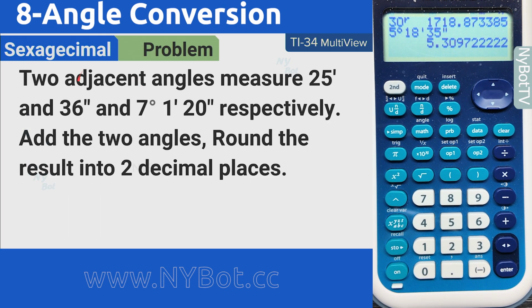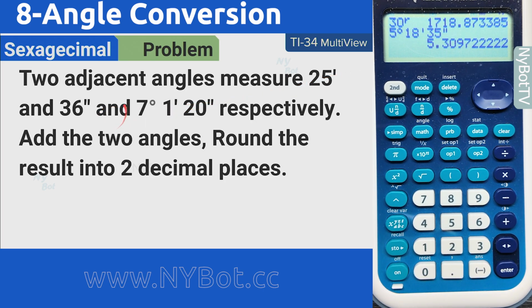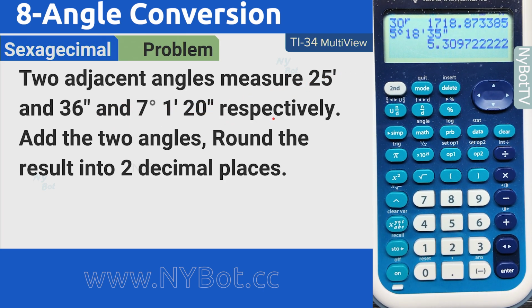Now let's solve this problem. Two adjacent angles measure 25 minutes and 36 seconds, and this is one angle, and the second one is 7 degrees, 1 minute and 20 seconds respectively. Add the two angles, and round the result to two decimal places.